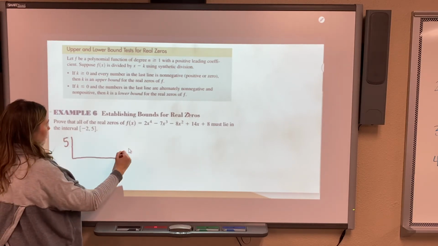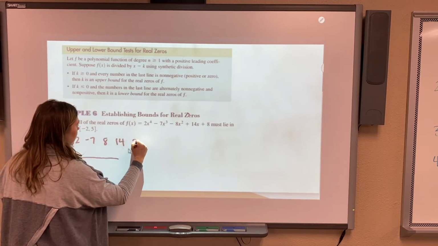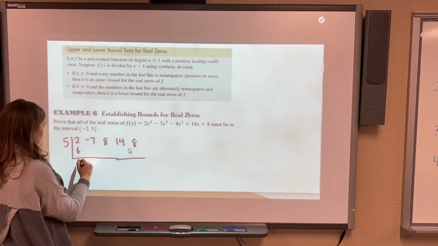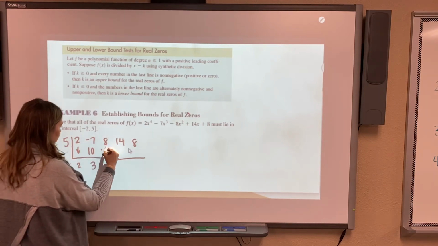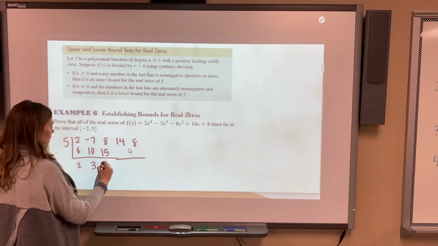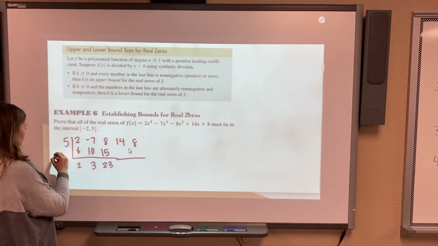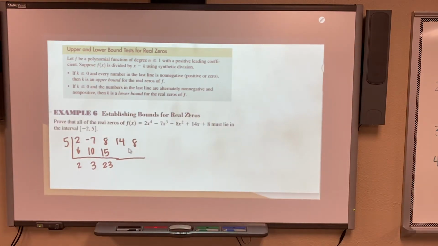So let's do our upper first. We have 2, -7, 8, 14, and 8. Bring down our 2. 5 times 2 is 10. Negative 7 plus 10 would be 3. That would be 15. Oh, these are going to be bigger numbers than I would like to do quickly. That would be 23. 5 times 23. Hang on, I'm just going to get my calculator and cheat.